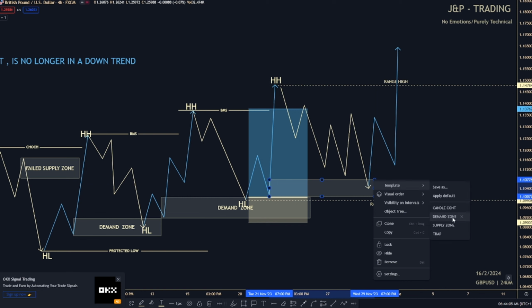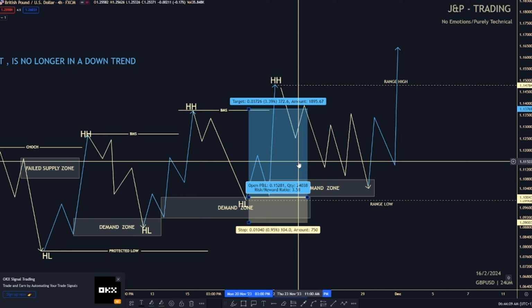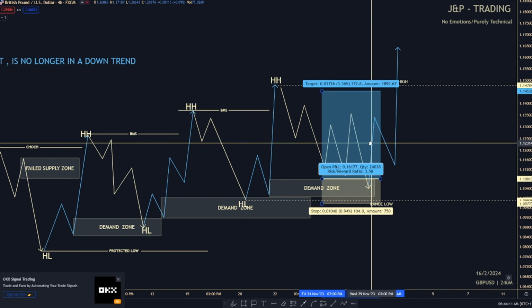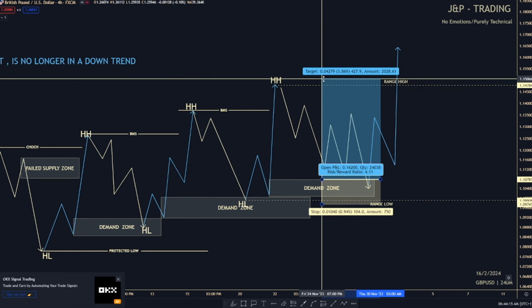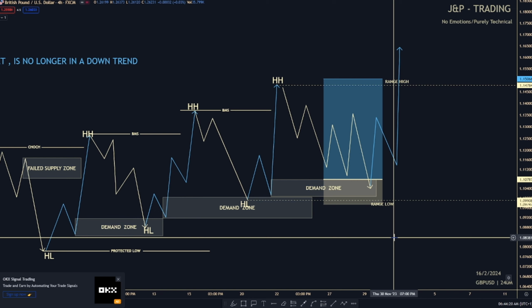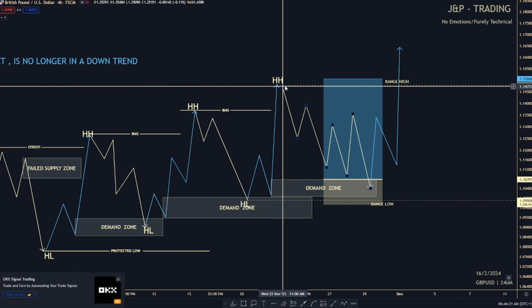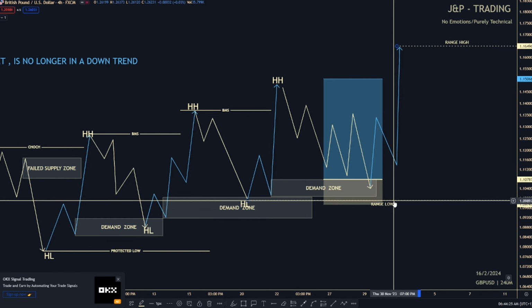Now the market will test your point of interest, and you will place your order from there. And your target should be your higher high, your previous higher high, which is your external liquidity. That is a point you are expecting that the market will always take out.